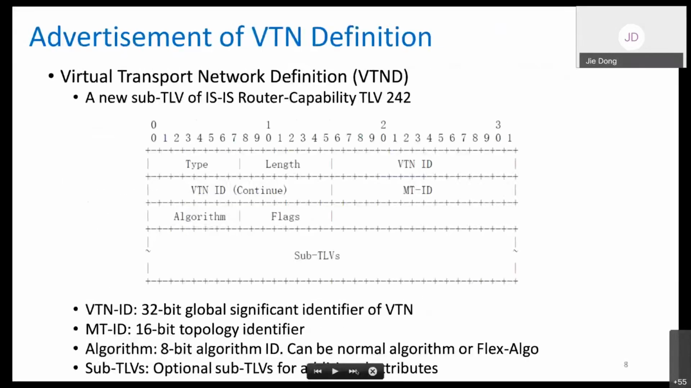Okay, this is the definition of the VTN. Basically, we need to introduce a new sub-TLV in the IS-IS router capability TLV to advertise the relationship between the VTN ID and the topology ID and other optional attributes. The MT ID is a 16-bit identifier, and the algorithm is an 8-bit identifier to identify either a normal algorithm or the Flex-Algo. We can also introduce new sub-TLVs in the future if needed. Slide.